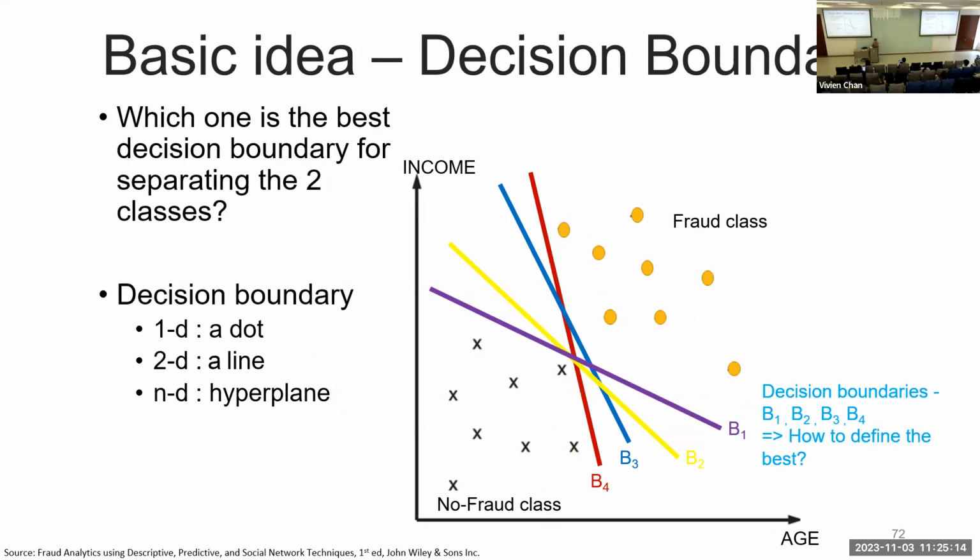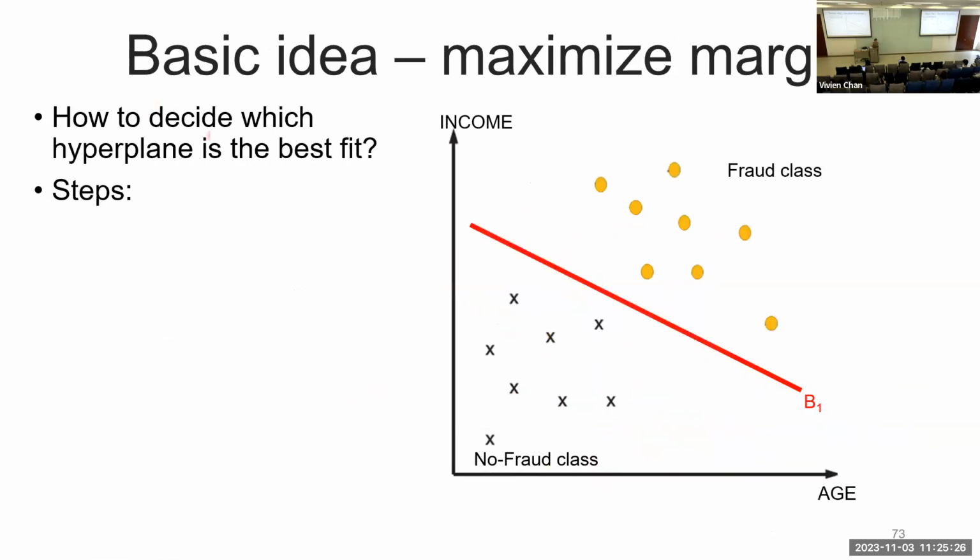Anyway, you can see in this case you can have many different decision boundaries. So the question is, how are you going to decide which is the best decision boundary? The idea is like this. Say for these two classes, you want to find the decision boundary that best divides the two classes.